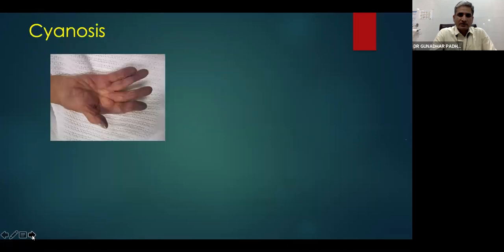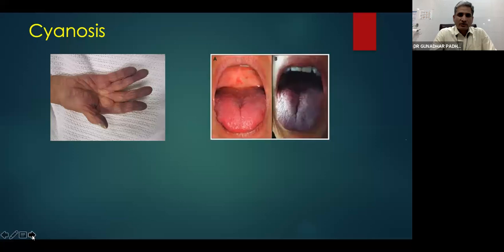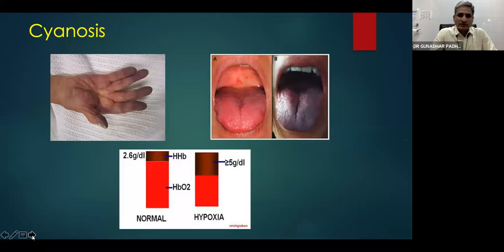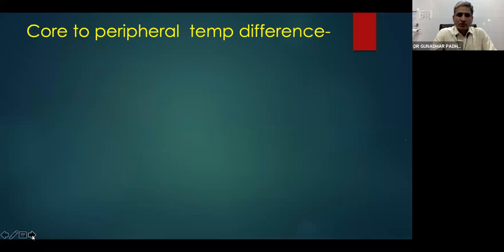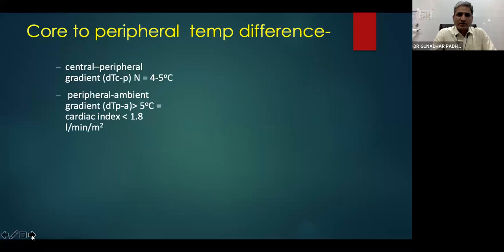Cyanosis particularly suggests deoxygenated hemoglobin, when it is present at more than 5 grams per deciliter in the blood. And when the oxygen carrying capacity goes down, like in most cases, when the DO2 doesn't match the VO2, then those patients are considered to be in shock. Core to peripheral temperature difference. Normally, there is a central to peripheral gradient of around 4 to 5 degrees centigrade. If you measure the core temperature and peripheral temperature, normally 3 to 4 degrees centigrade is acceptable.